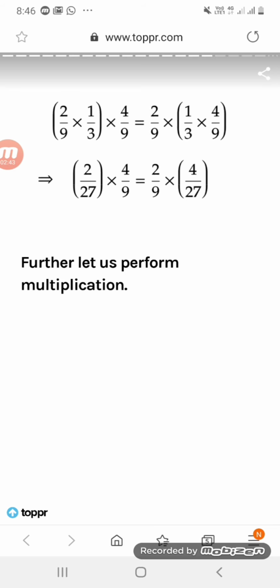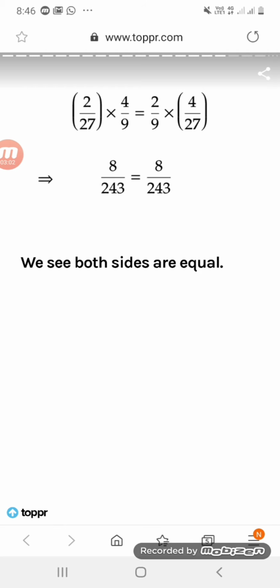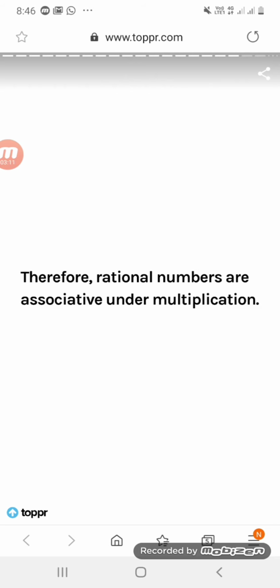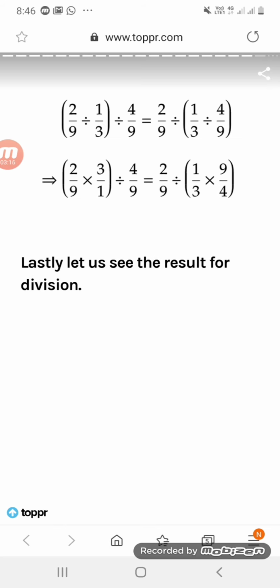So let us perform it for multiplication. 2 by 9 into 1 by 3, we get 2 by 27, into 4 by 9. In the same way, 2 by 9 into (1 by 3 into 4 by 9): when you multiply 1 by 3 into 4 by 9, we get 4 by 27. So as a product, when you multiply these two, we get 8 by 243 on both sides. Both the sides are equal.